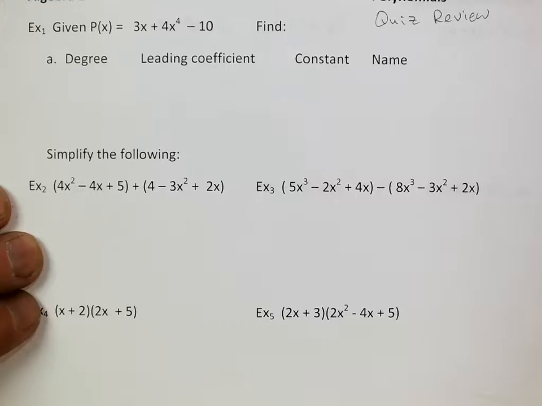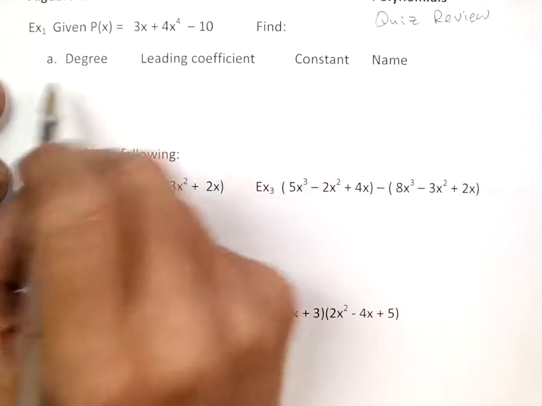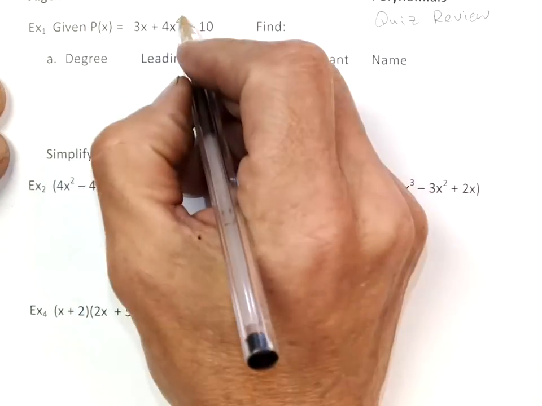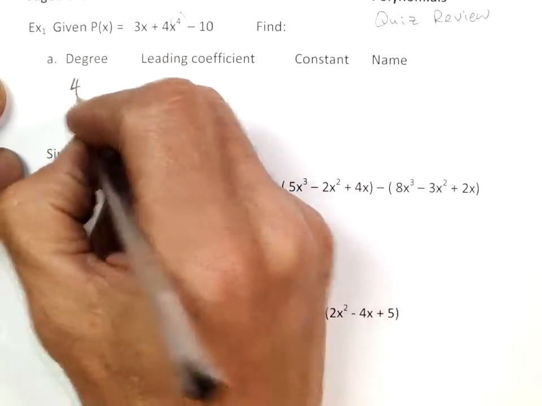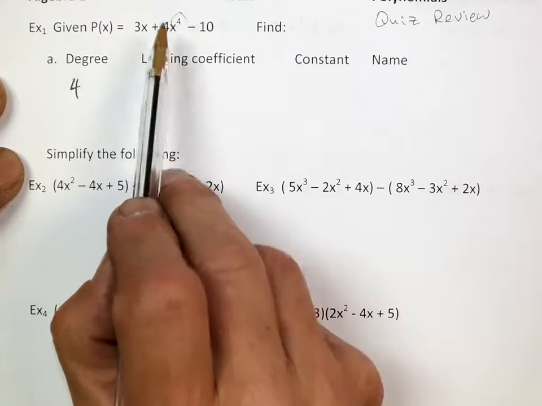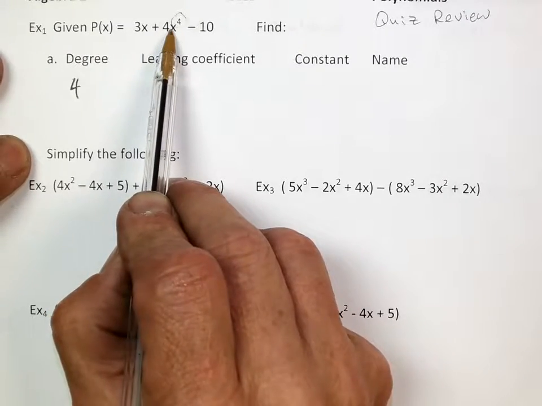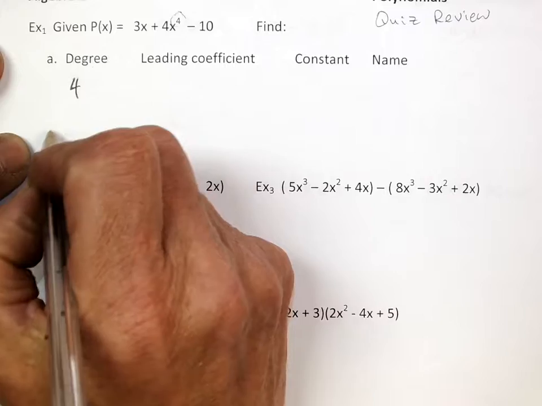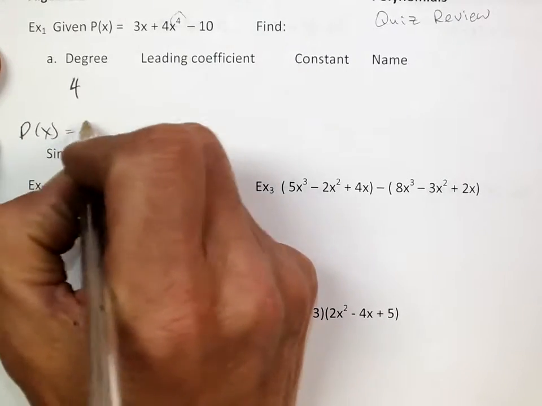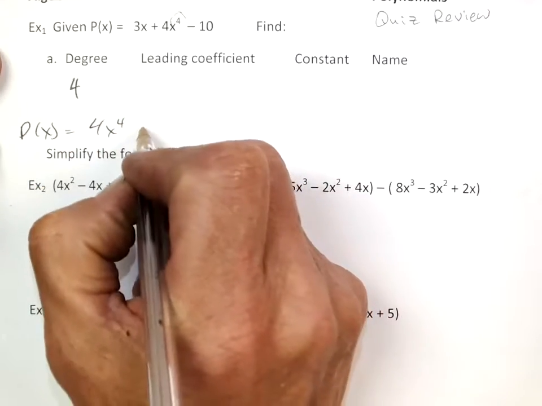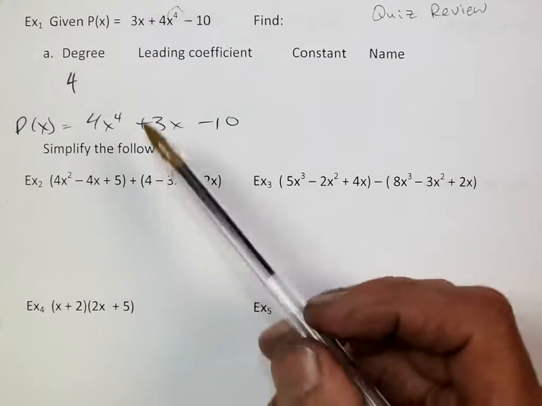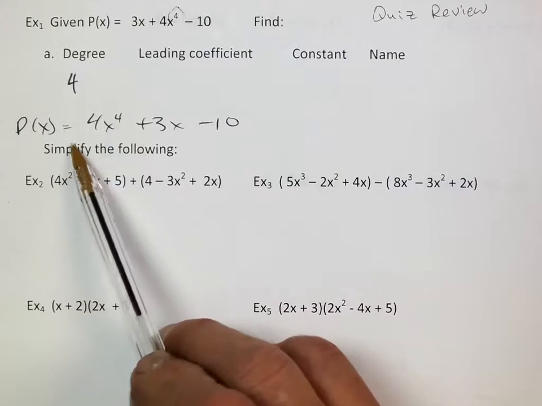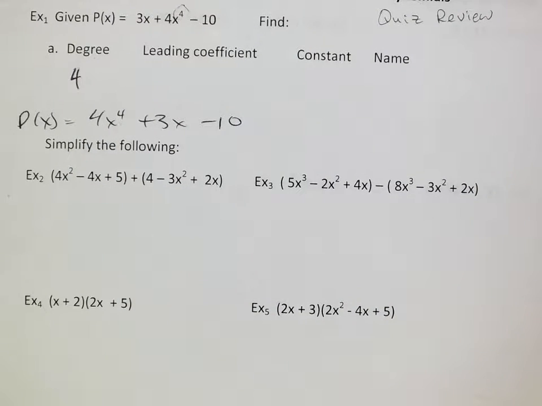So question one's easy. First of all, the degree is 4. You take the biggest exponent. Biggest exponent, degree is 4. Easy. Leading coefficient is the 4 because I'm going to rewrite this in order. Rewrite it as p of x is equal to 4x to the 4th plus 3x minus 10. So you always write it in order from the biggest exponent, not the biggest number, the biggest exponent. Yes, you have to write p of x. You don't, but I would not mark it wrong if you didn't.